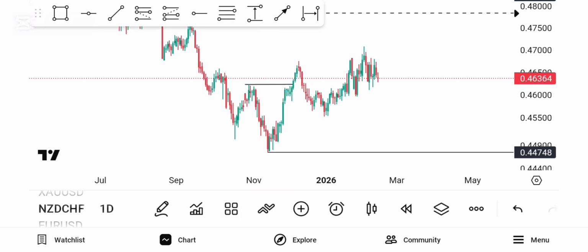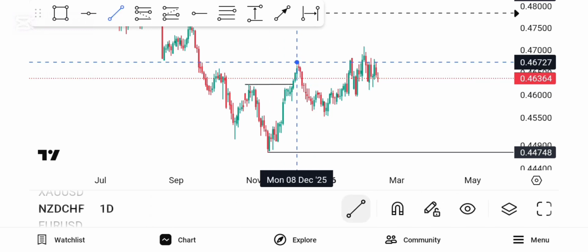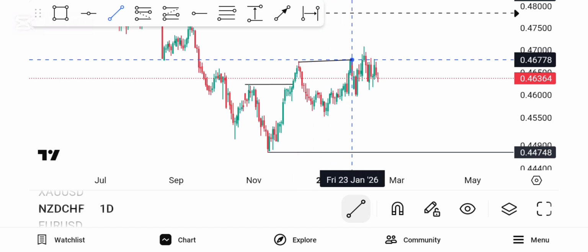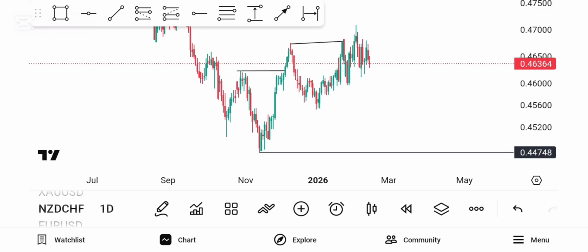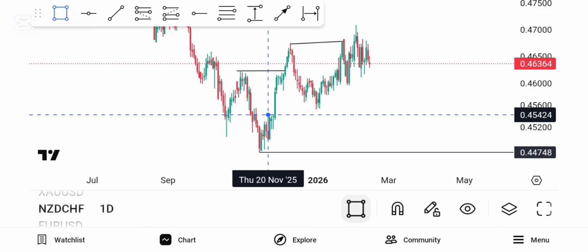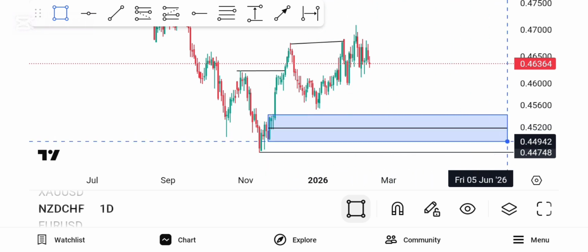And after shifting structure, you have to also look if it has broken structure. You can see after shifting structure, it now breaks structure. There is a difference between shifting structure and break of structure. Then what's the next step? The next step is your POI. So where is actually the POI you're expecting it to come? This is the POI based on the daily time frame. I'm expecting it to come to this order block. This order block is a valid and unmitigated order block.